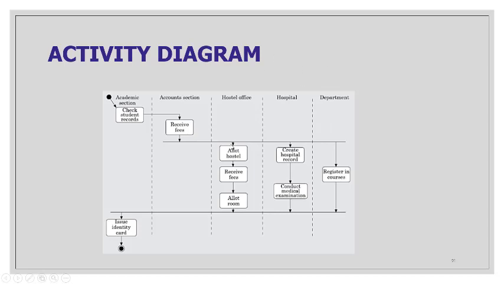The hostel office will first allot the hostel, then receive fees, and then allot the rooms. And in parallel, the hospital creates a hospital record and conducts a medical examination. Parallelly, the departments register the courses for those students, and after finishing all these tasks, they will issue an identity card to the student. So this is the activity when a student pays the fees to an institute. So this is the activity diagram.